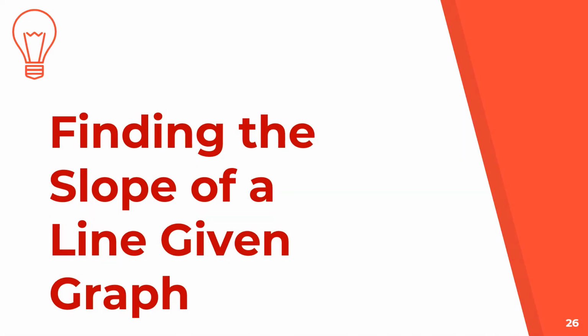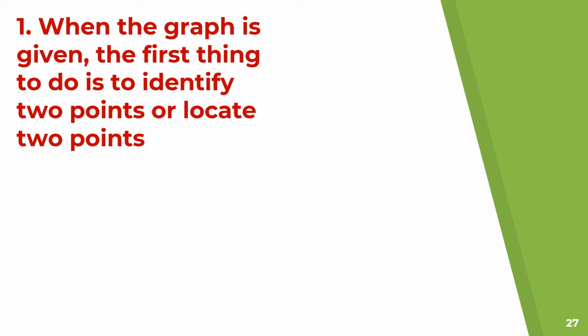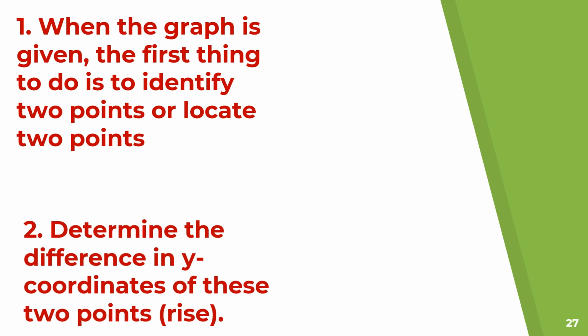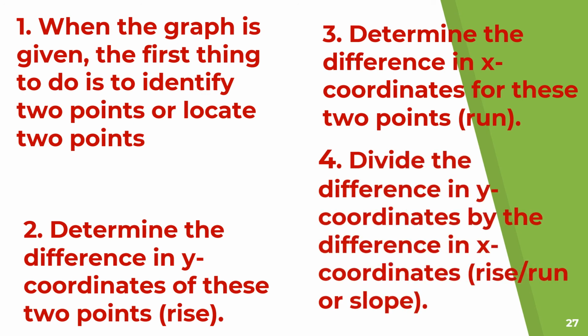Lastly, class, how to find the slope of a line given graph. First is when the graph is given, the first thing to do is to identify 2 points or locate 2 points. Second one is to determine the difference of the y coordinates of these 2 points or the rise. The difference of the x coordinates for these 2 points or the run. Number 4, divide the difference in y coordinates by the difference in x coordinates. That's your slope, rise over run.